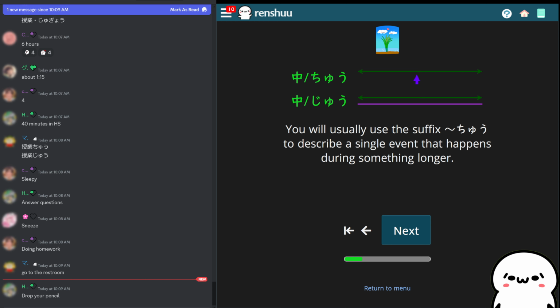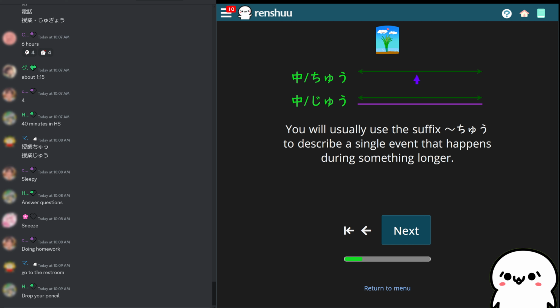Now, chu. Look at the screen and notice how the little purple marker is pointing right at the middle. Chu does not mean middle as in right there in the middle, as in 50% through. Chu means middle as in somewhere between the beginning and the end.